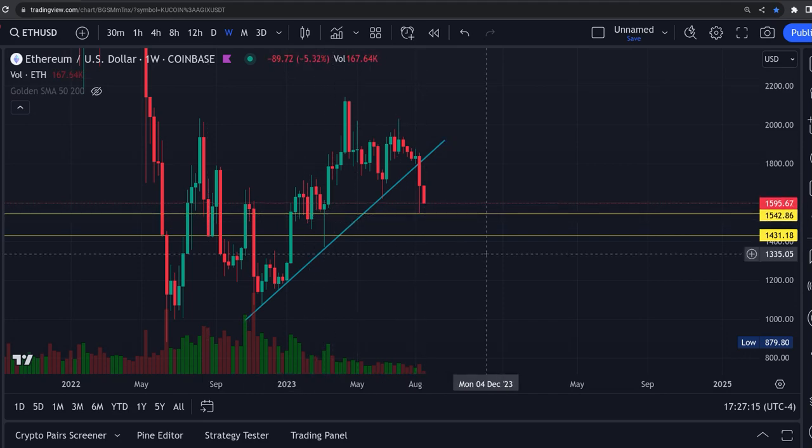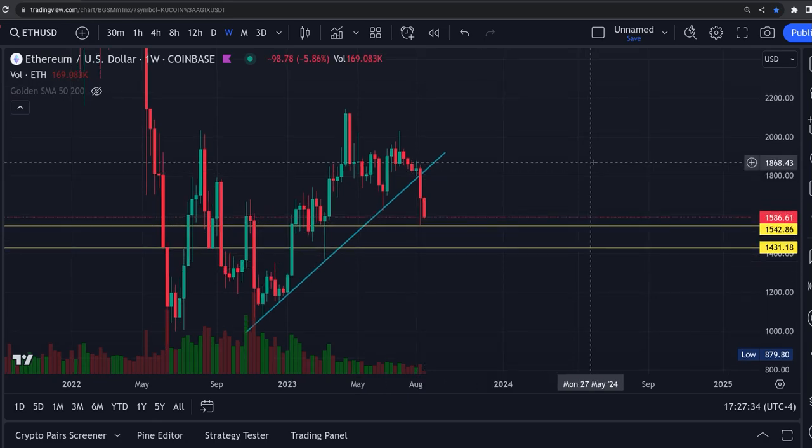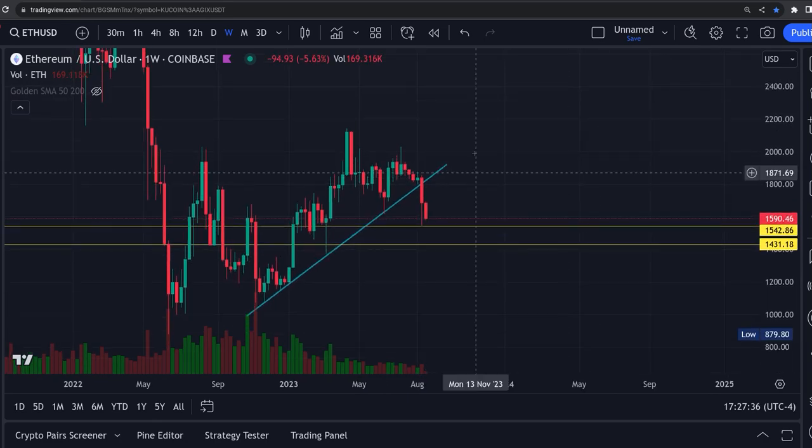If we lose this area, the next area I would be looking at would be around 1430. That ended up being a major support through here, major support, major resistance. It ended up being a major area of price action, so that could be it if we lose this zone. Now let's take a look at some RSIs and see what's going on here.